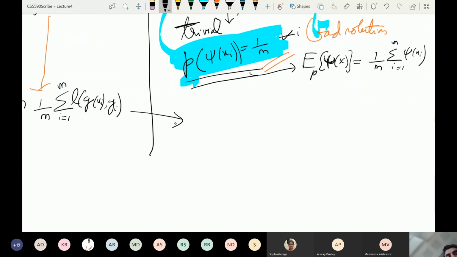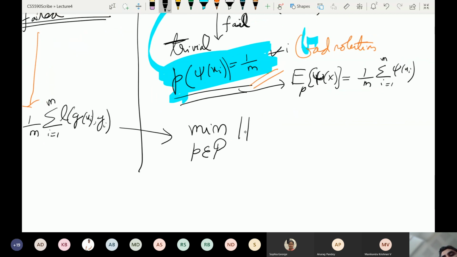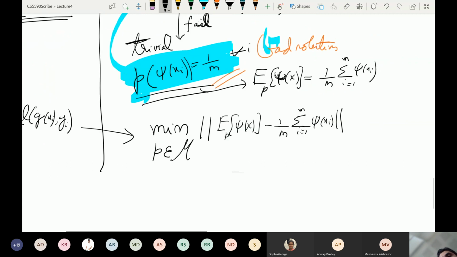So this is the equivalent step. Instead of minimizing over all likelihoods, you will now minimize over some likelihood functions in capital P, or capital M, such that your expectation under P of psi of x will be close to 1 by m, the sum over i equal to 1 to m of psi of xi.